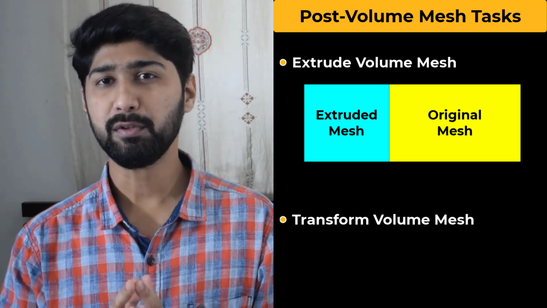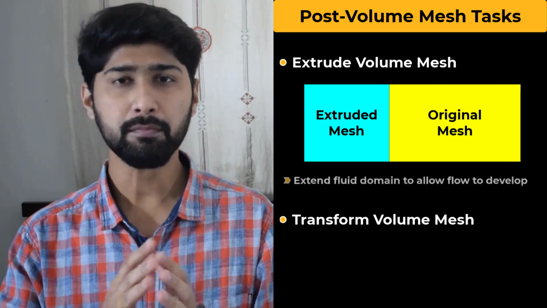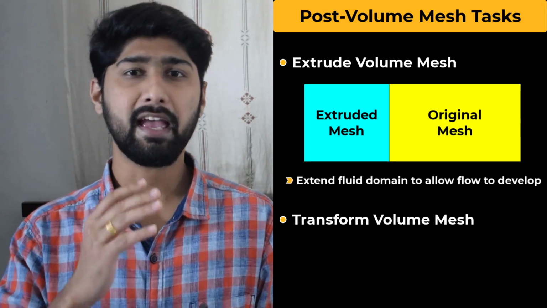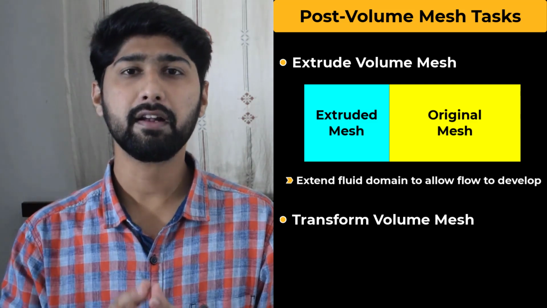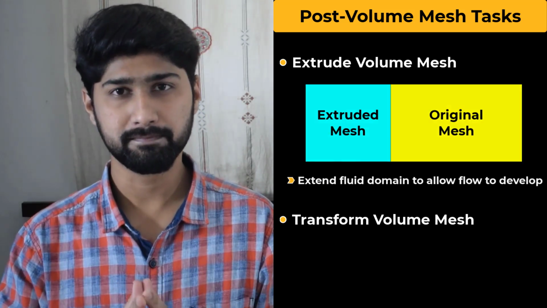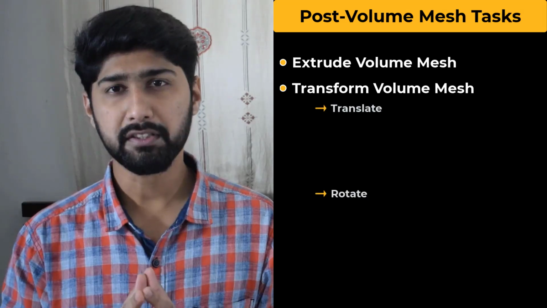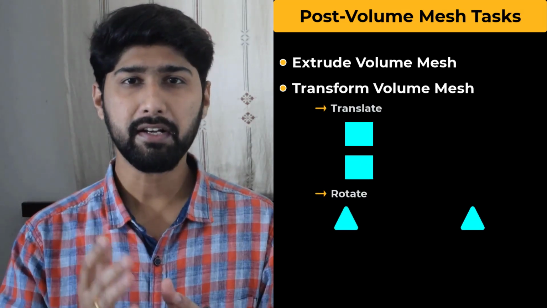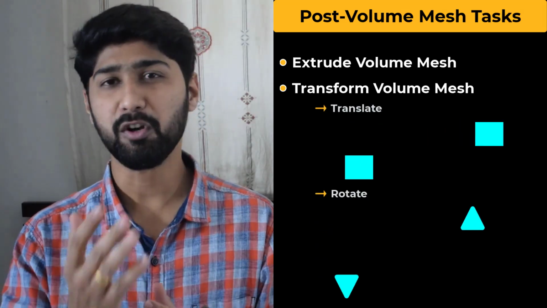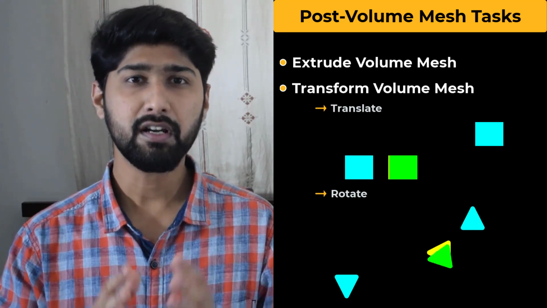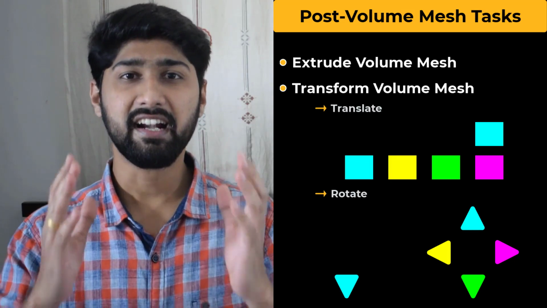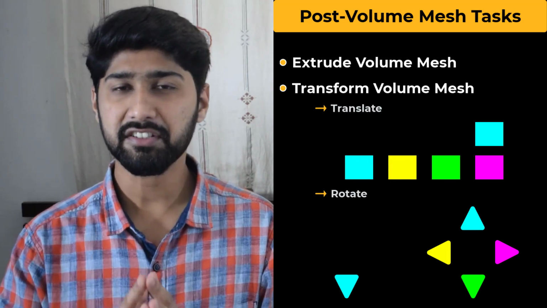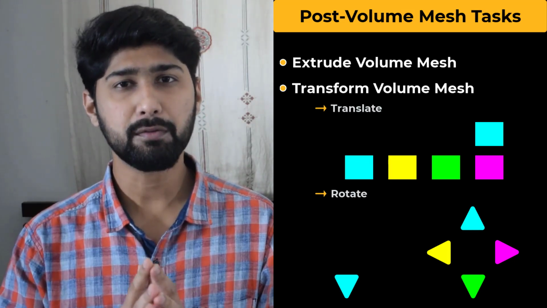This can be useful in cases like fluid flow through a pipe, where extending the fluid region on the inlet side may be required to allow the flow to develop. Transform volume mesh tasks provide the ability to rotate or translate the volume mesh with the option to create copies while applying these transformations. Let us see these tasks in action, beginning with the extrude volume mesh task.